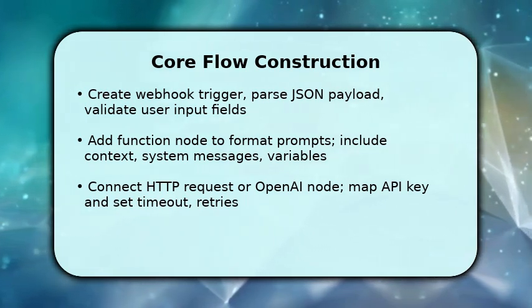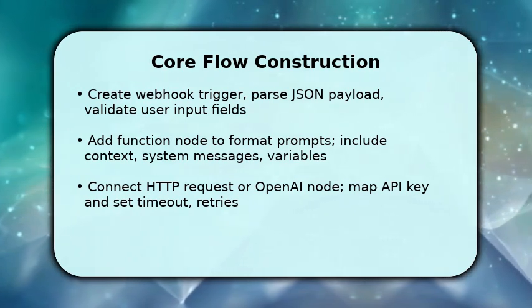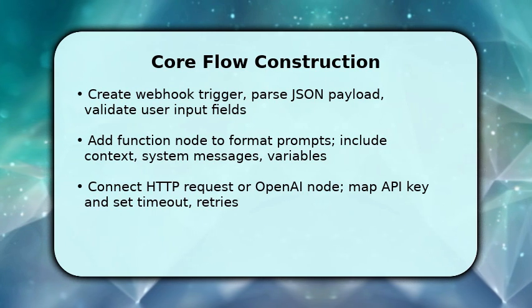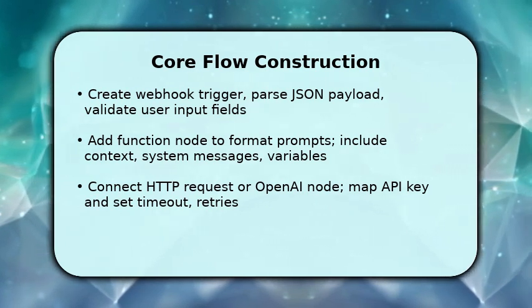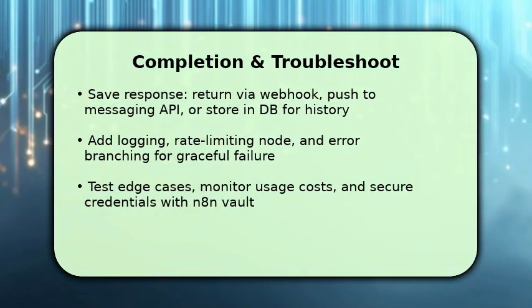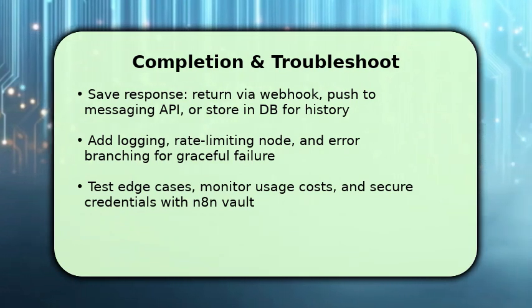Then connect an HTTP request or dedicated OpenAI node, map the API key and model parameters, and set a reasonable timeout and retry logic to handle transient API errors. Finish by routing the model's output to the destination. Reply through the webhook or messaging API, and store the exchange in your database if you need history.